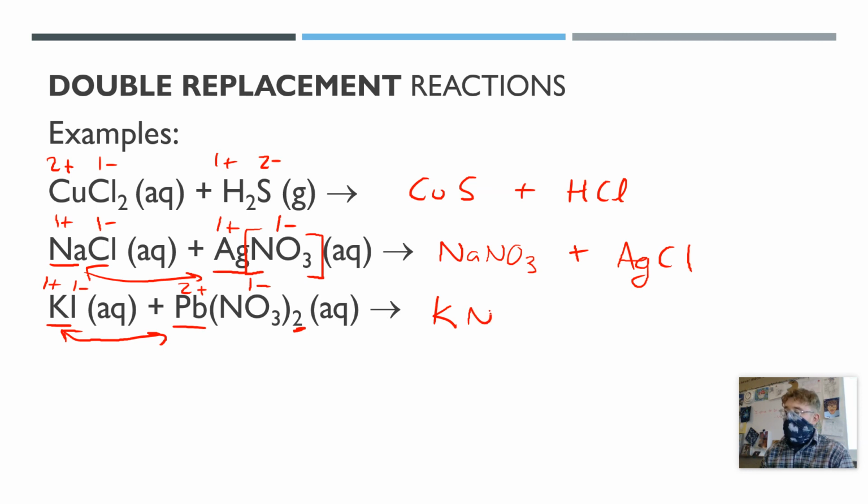All right, so let's swap our partners. Potassium is now with nitrate, and lead is now with iodide. So let's make sure that we know what we're doing. Potassium's 1+ charge, nitrate's 1-. Are we good there? Yes, you're right. So we're good here with potassium and nitrate. Over here with lead and iodine, okay, lead's got a 2+ charge, iodine's got a 1- charge. You're going to need 2 iodide.